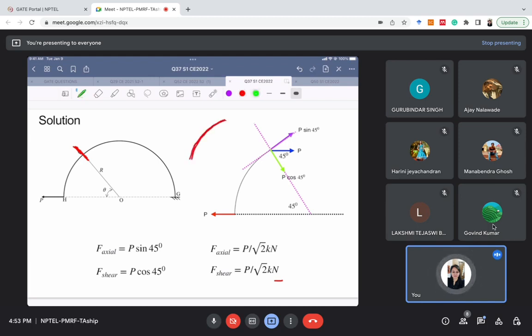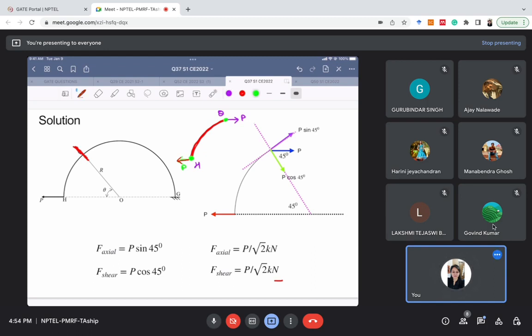In this problem, this is the given loading P. This is point number Q, and this is point number H. Since this is P, in order to maintain the horizontal equilibrium, this force should also be P. But in this question, they have asked the value of shear force and axial force. So what is shear force and axial force? Shear force is a force which is along the surface.